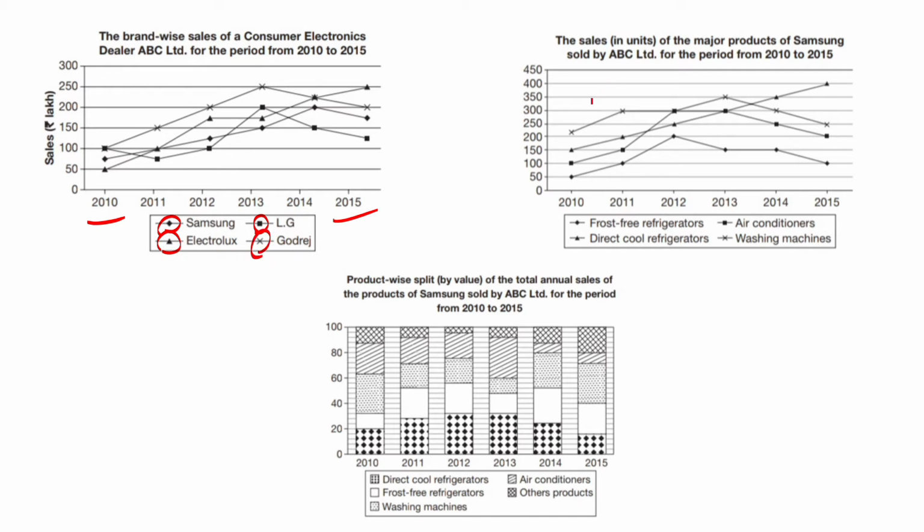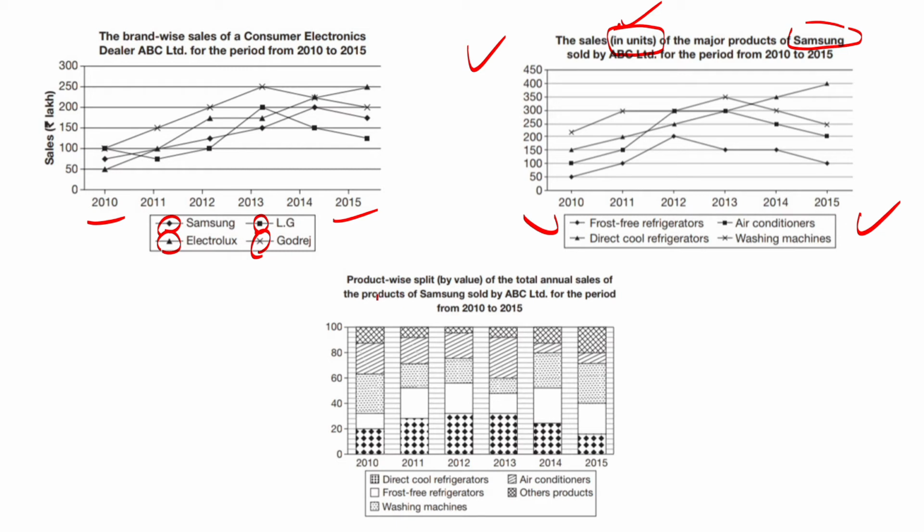Okay, let's move on to the second one. The second one is the sales in units. This is important: the sales in units of the major products of only Samsung. So only Samsung sold by this company for the period of 2010 to 2015. All right, so this is for only Samsung, and that too, the major products of Samsung.